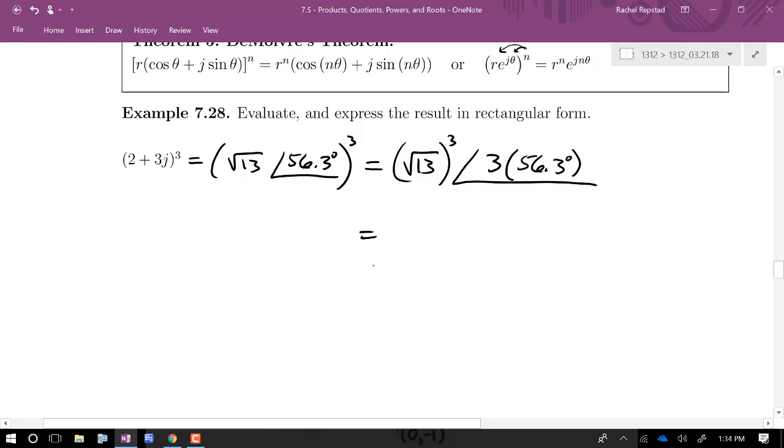If we cube root 13, we should get 13 root 13, right? Because we have 3 of them, so 2 of those root 13s become a 13. And 56.3 times 3 is 168.9. So there's our polar form.